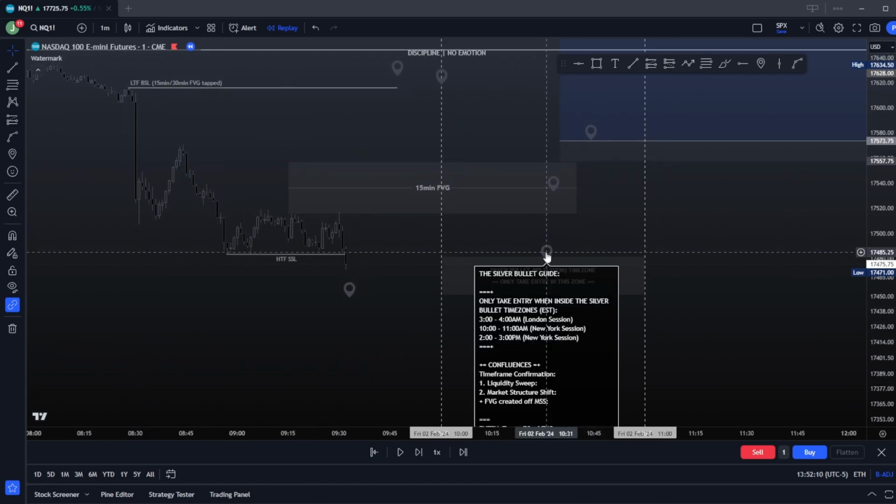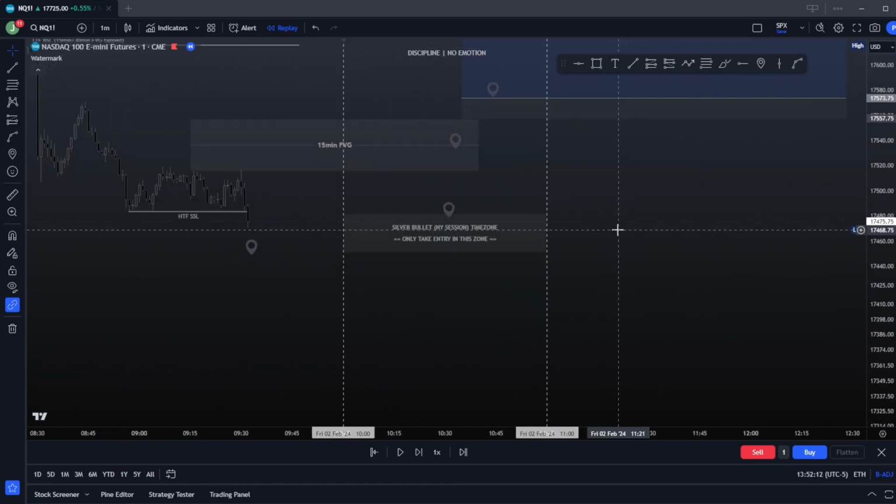Just to give you guys a little background on the silver bullet. Like I said, it's a time-based model. There are specific times where you have to trade in the day for this model. Algorithmically, every single day, this stuff happens at these specific times. Not before, not after, at these specific times. So you have to stay extremely strict to this.